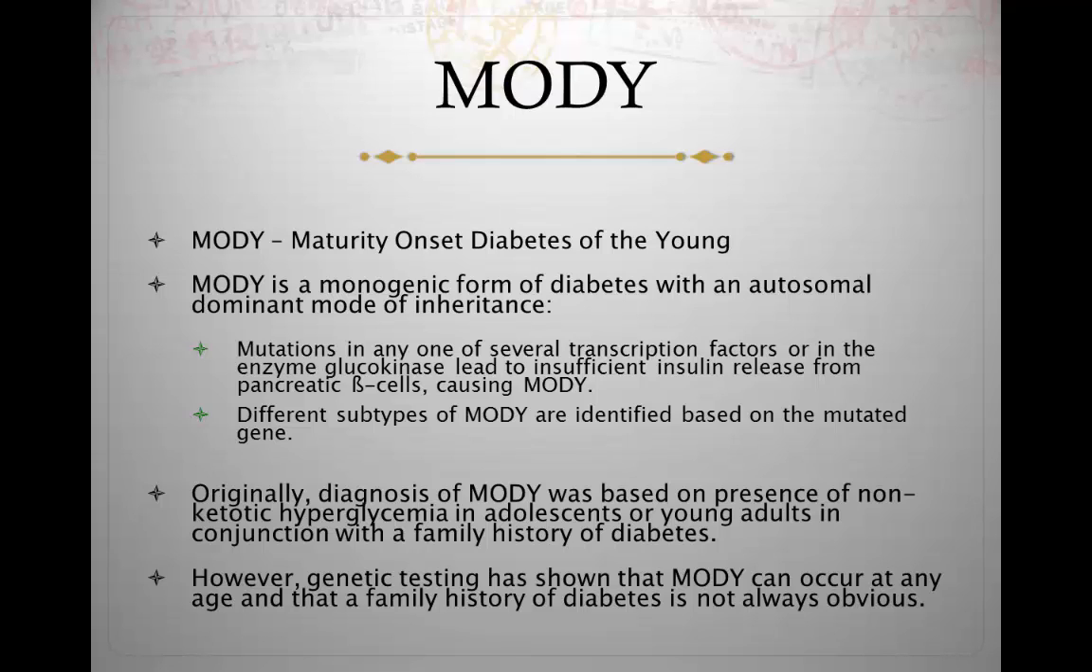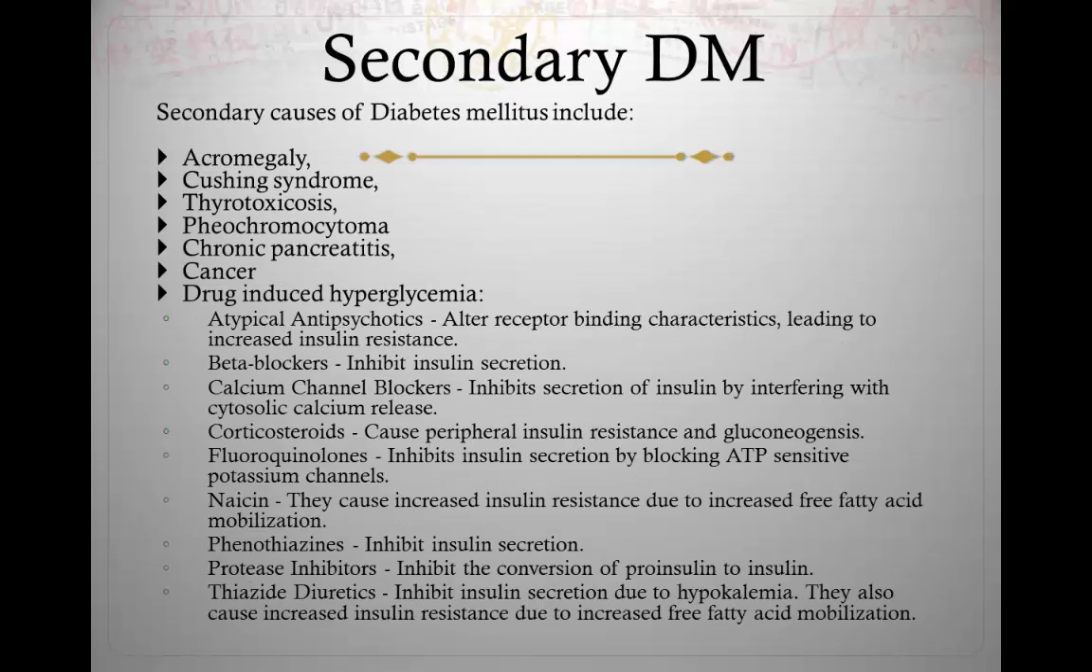Screening is important to be able to target these patients. Again, this is basically in people less than 25 years of age. It is very common in adolescent patients, and sometimes the only symptom that they present with is a non-ketotic hyperglycemic event in adolescence or young adulthood.